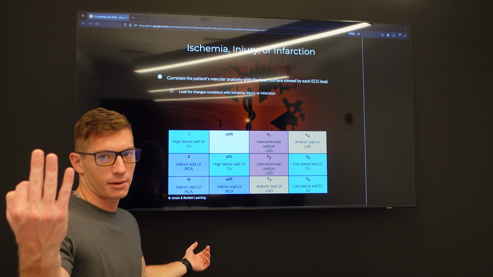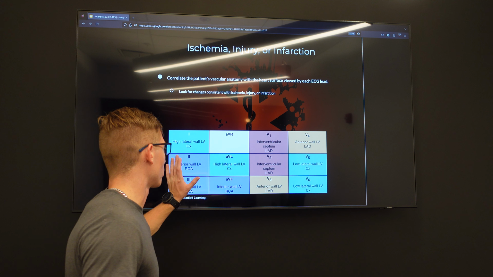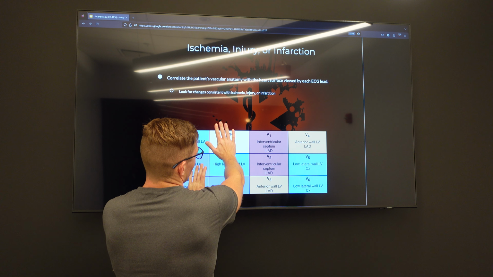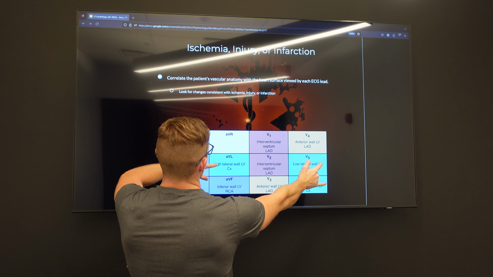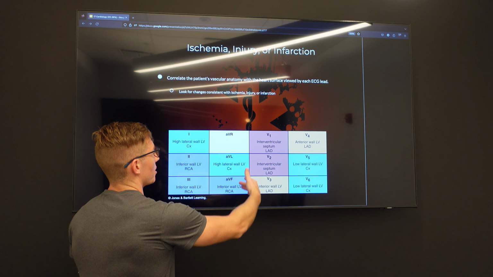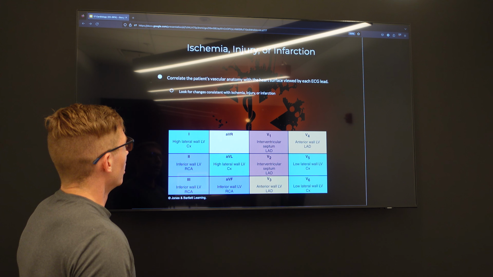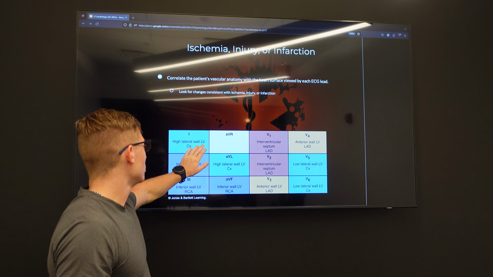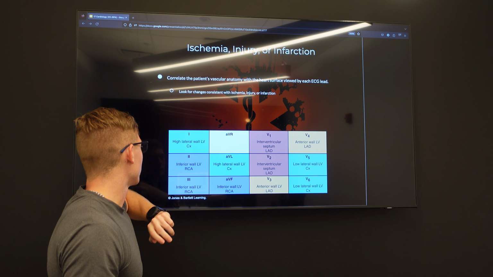We're looking for 3 separates of these. We can cross this off, we can cross this off. We're left with each of these. So you just got to memorize these now. We'll start with this: high lateral wall, left ventricular coronary.